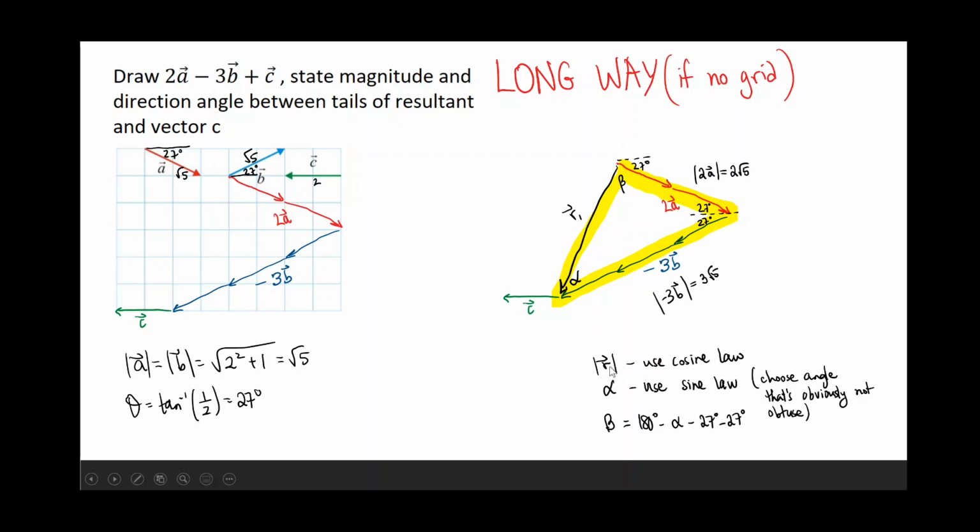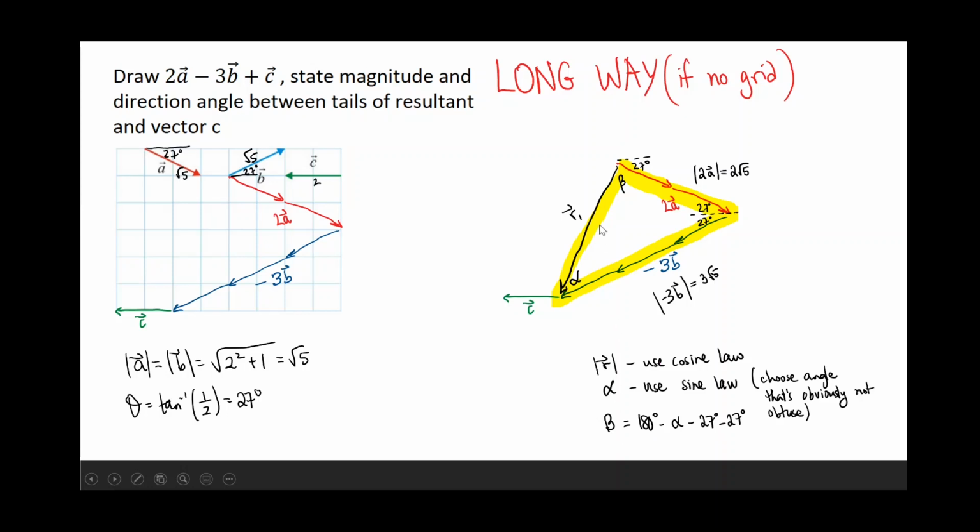I forgot to put a little 1 over here for resultant version number 1, because it's not the final resultant yet. For angle alpha, which I placed over here, you could use sine law at that point. And I chose alpha first, not beta, because beta could have been an obtuse angle there. So I'd like to avoid the ambiguous case. So I chose to find alpha first using sine law. And then to find beta, all you have to do is use the angle sum property of triangles: all angles in a triangle add up to 180.